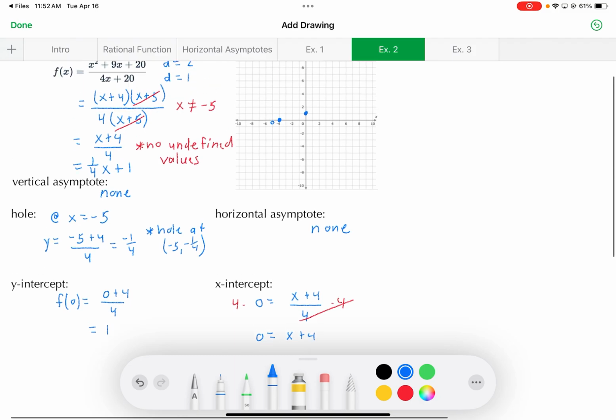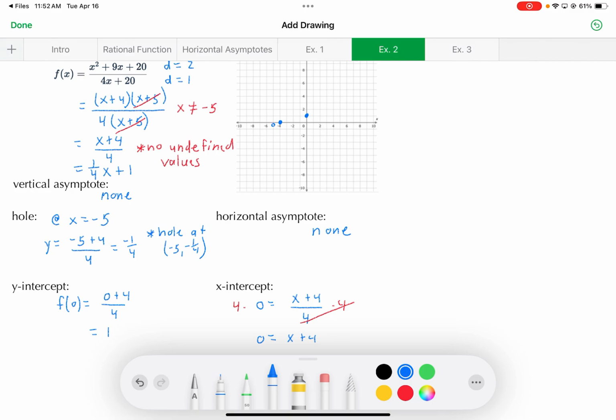So knowing that, I can get some more points here. From the y-intercept, I could go up 1, right 4 a couple of times. And from the x-intercept, I could go down 1, left 4. So really what we have here for the final graph is simply a line with a hole in it.